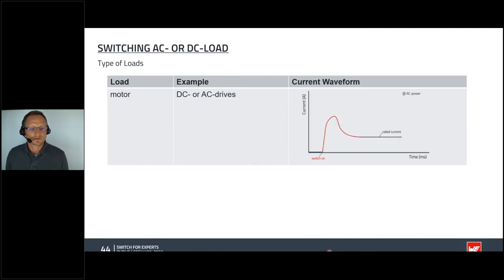So when it comes to electrical drives, no matter if AC or DC type, usually they show a high inrush current just because more power and thus more current is required to accelerate the rotating flywheel mass to the nominal speed than the power that is required to maintain the speed.